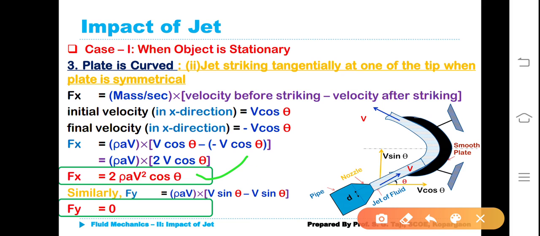Is it clear? So, when you resolve this in the x direction, you will get initial velocity v cos theta. Final velocity will be acting in the opposite direction. Therefore, you have to prefix a minus sign. Similarly, Fy is equal to 0, because theta is equal to 0.